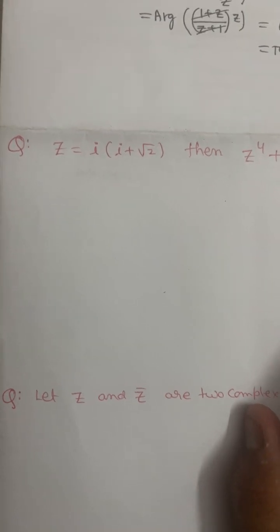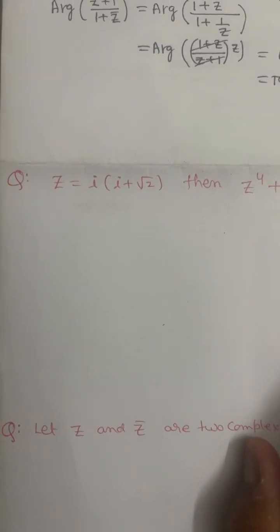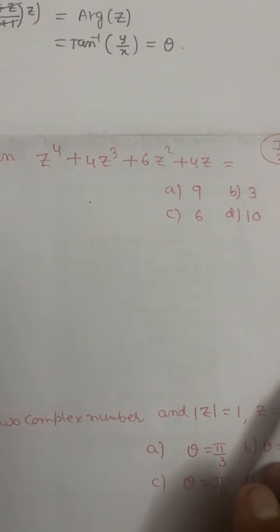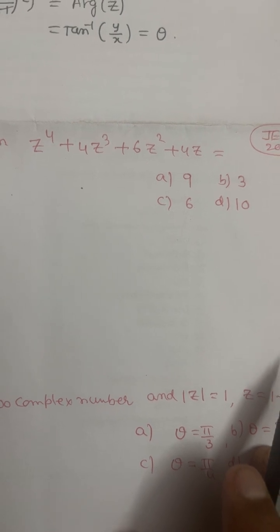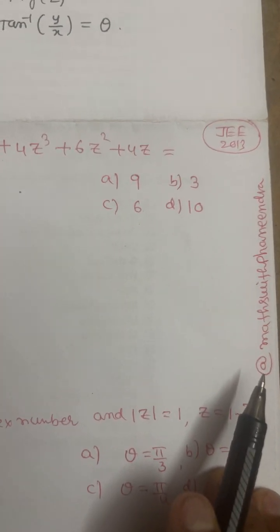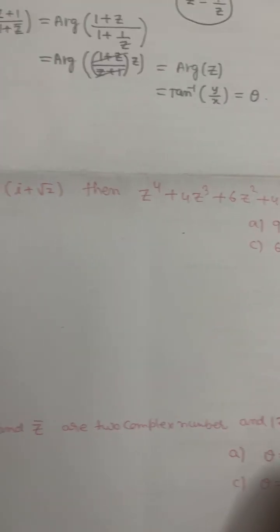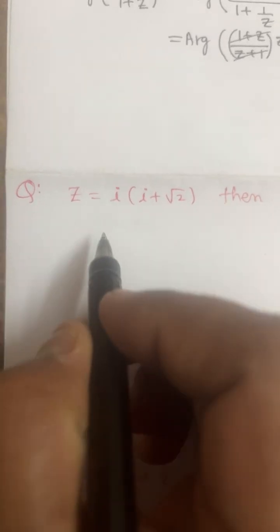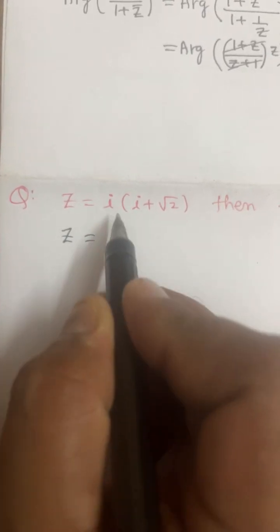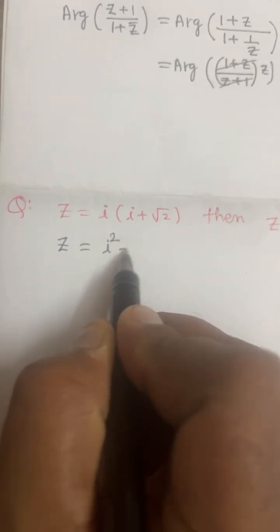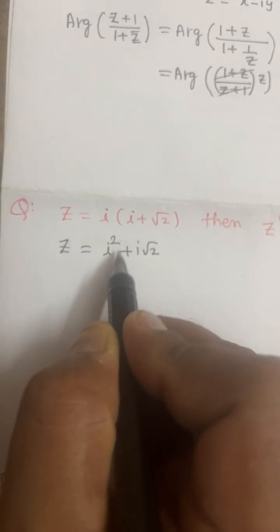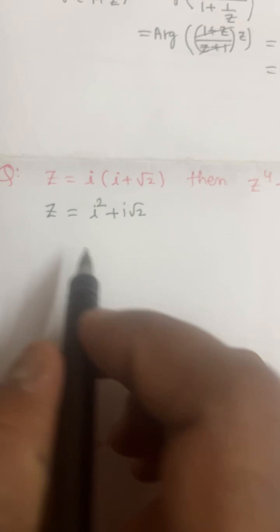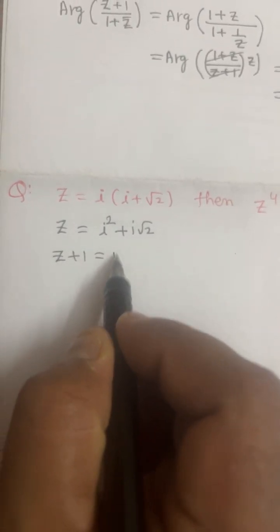If Z is equal to i into (i plus root 2), then Z power 4 plus 4Z cube plus 6Z square plus 4Z equal to. So this is also an online 2013 question. How to proceed? This is a very simple one. Z is equal to i into i square plus i into root 2. I square value is minus 1, iota we know that. So minus 1 we can take this side. Direct step I am writing: Z plus 1 is equal to i root 2.